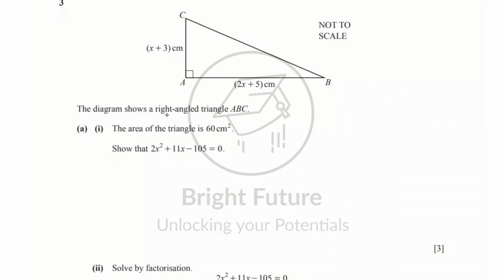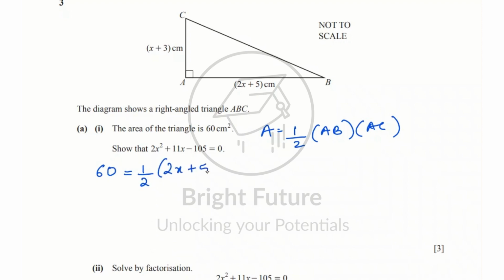Above triangle, the above triangle is a right angle triangle ABC. The area of the triangle is 60 centimeters square. Show that, so then you have to prove. It says that the right triangle has an area of 60. So we have the base, we have the height. So we'll use the area formula. Area of triangle is half into base into height. So it's going to be 60 equals half into 2x plus 5 into x plus 3.